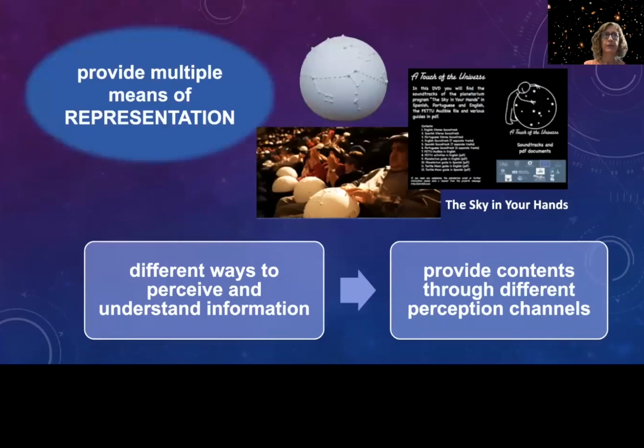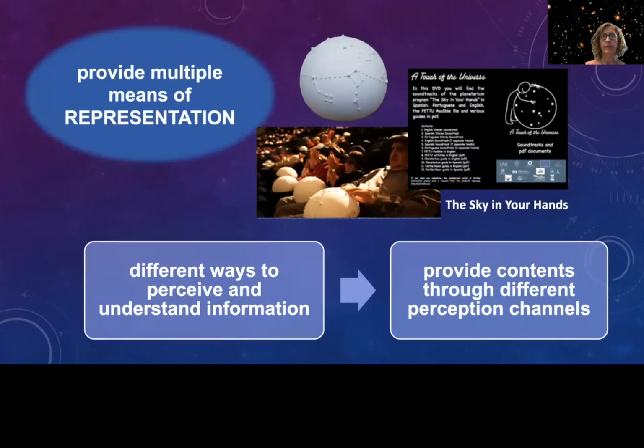First, provide multiple means of representation. As different people perceive and understand information in a different way, we must provide the contents through different perception channels. An example of an activity that follows this approach is the planetarium show, The Sky in Your Hands, that we have developed some years ago.